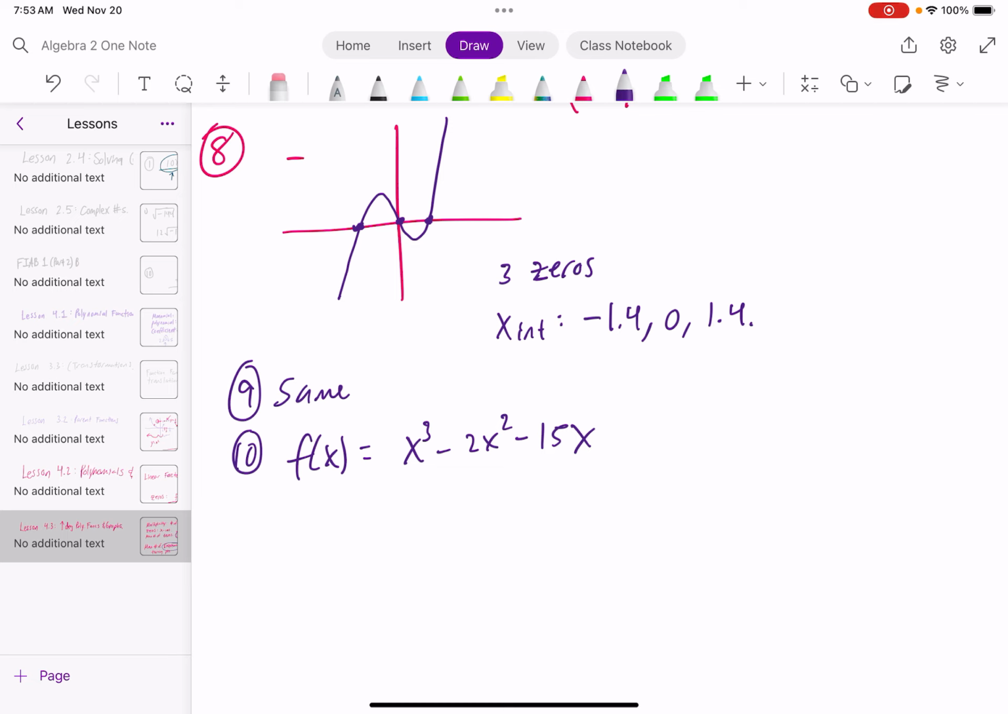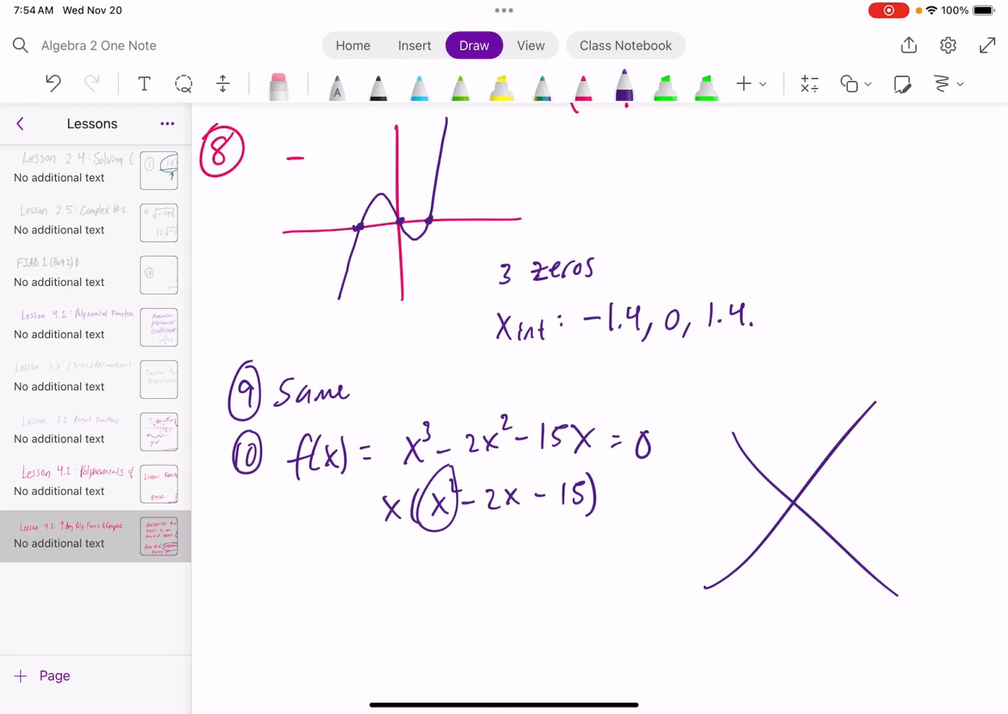In order to find the zeros, you got to set y to 0. So now I could factor out an x, and we're left with x squared minus 2x minus 15. All you got to do is whatever you're factoring out, you divide by that. So I'm going to divide x cubed by x, and I will get x squared. That's how I do things.